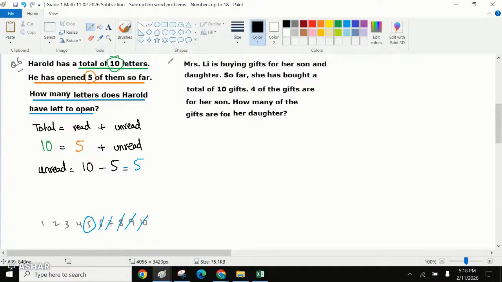In question number 7, it says this information. She has bought a certain number of gifts. So far she has bought a total of 10 gifts, right? So we can say the total was 10 gifts. That means 4 of the gifts are for her son. So to her son, she would give 4 gifts, plus some of the gifts were for her daughter.